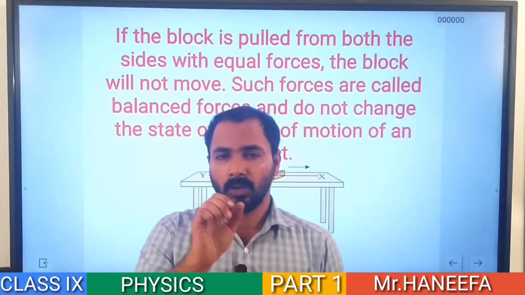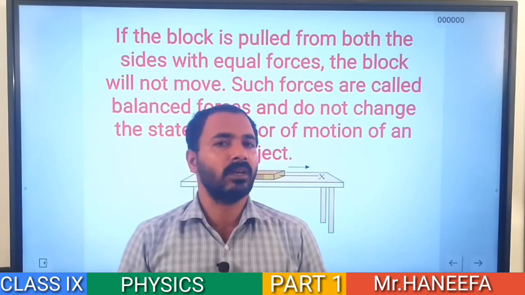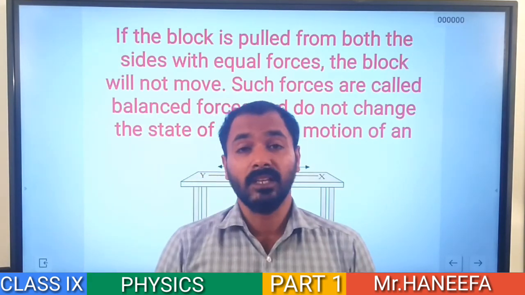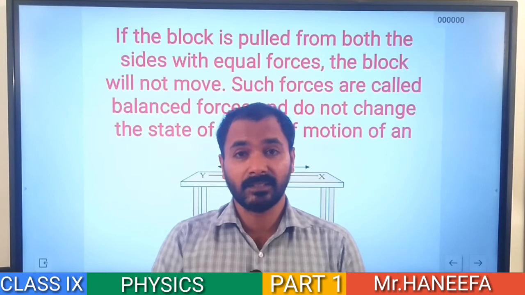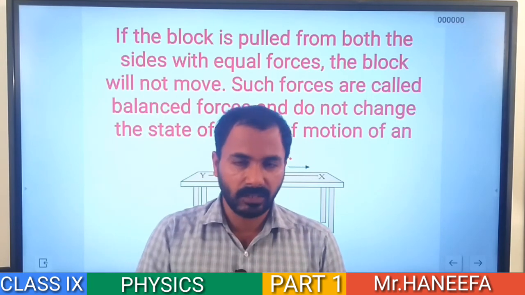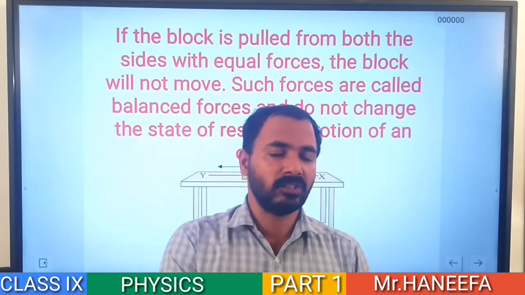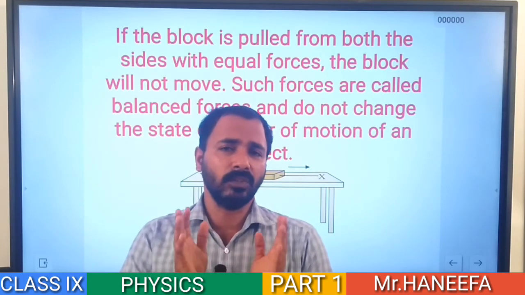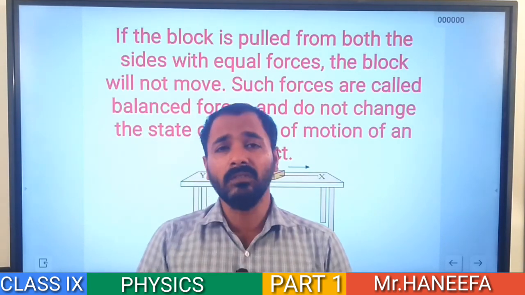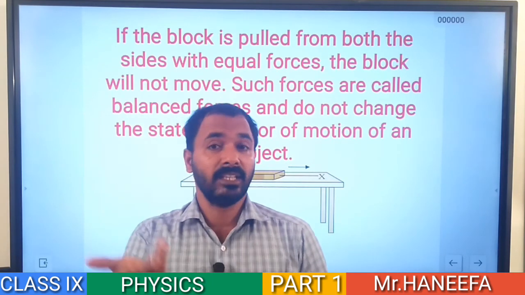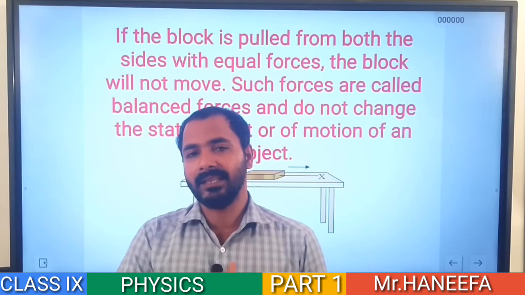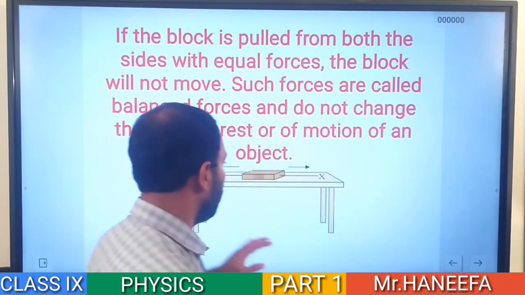A push or pull on an object is called force. What are the effects of force? A force can change rest. A force can change motion. A force can change the direction. A force can change the shape. For doing all activities, all work, we have to apply a force. Forces are mainly two types, balanced and unbalanced forces.